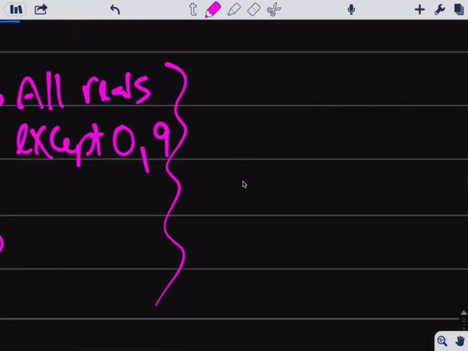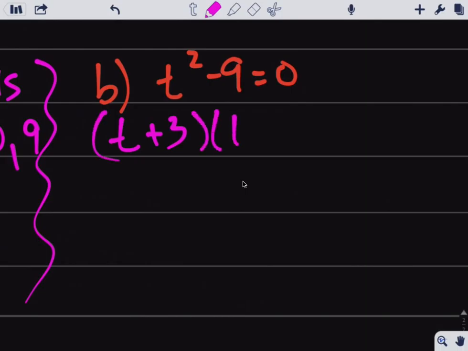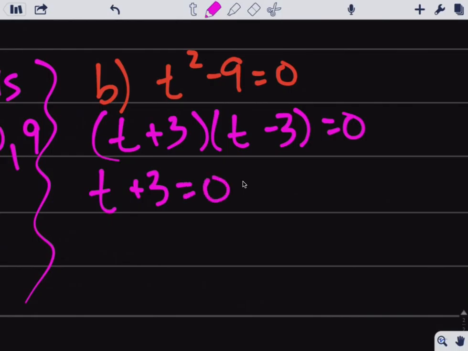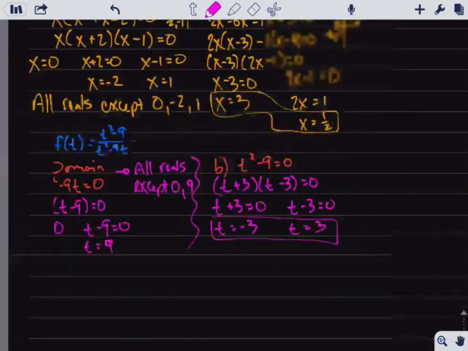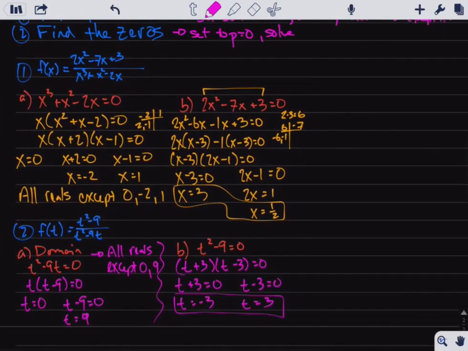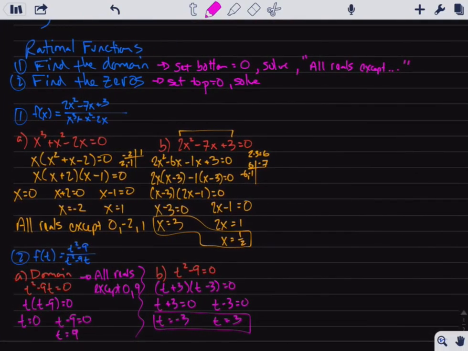Alright, let's look at B. For B, we set the numerator equal to 0. We want to find the zeros, so it's t squared minus 9 is equal to 0. Again, this is a difference of squares, so it's t plus 3, t minus 3 is equal to 0. Zero product property. And so t is equal to negative 3, t is equal to positive 3, and those are your answers. Okay, so that's it for finding the domain and zeros for these problems.